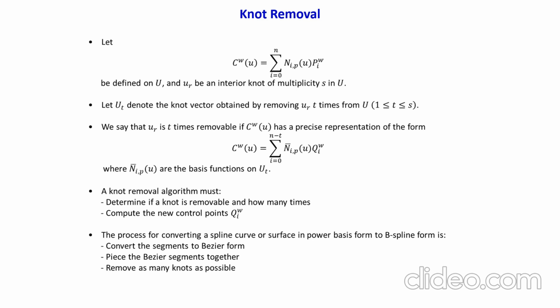Just like with insertion, knot removal generally refers to the process of determining the new control points Q. An effective knot removal algorithm must also be able to determine if a knot is removable and how many times it can be removed. Knot removal is useful for converting from power basis form to B-spline form, as the process is to convert the segments to Bezier form and piece the resulting Bezier segments together to form a B-spline curve. Then, using knot vectors in which all of the interior knots have multiplicity equal to the degree, remove as many knots as the continuity of the curve or surface allows.